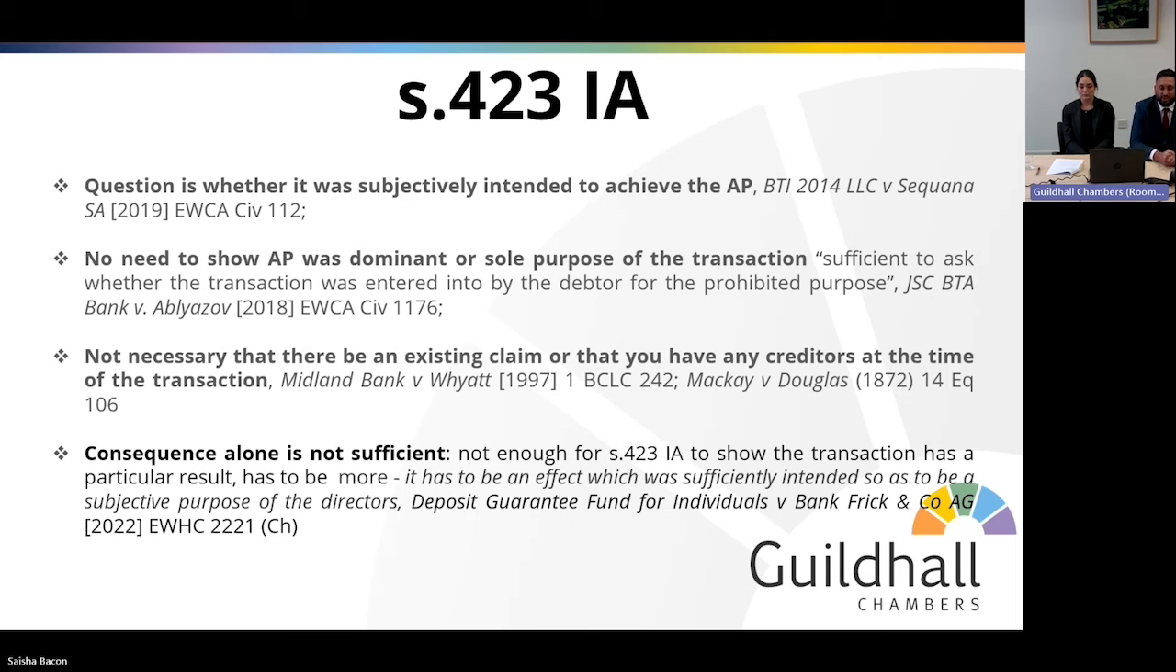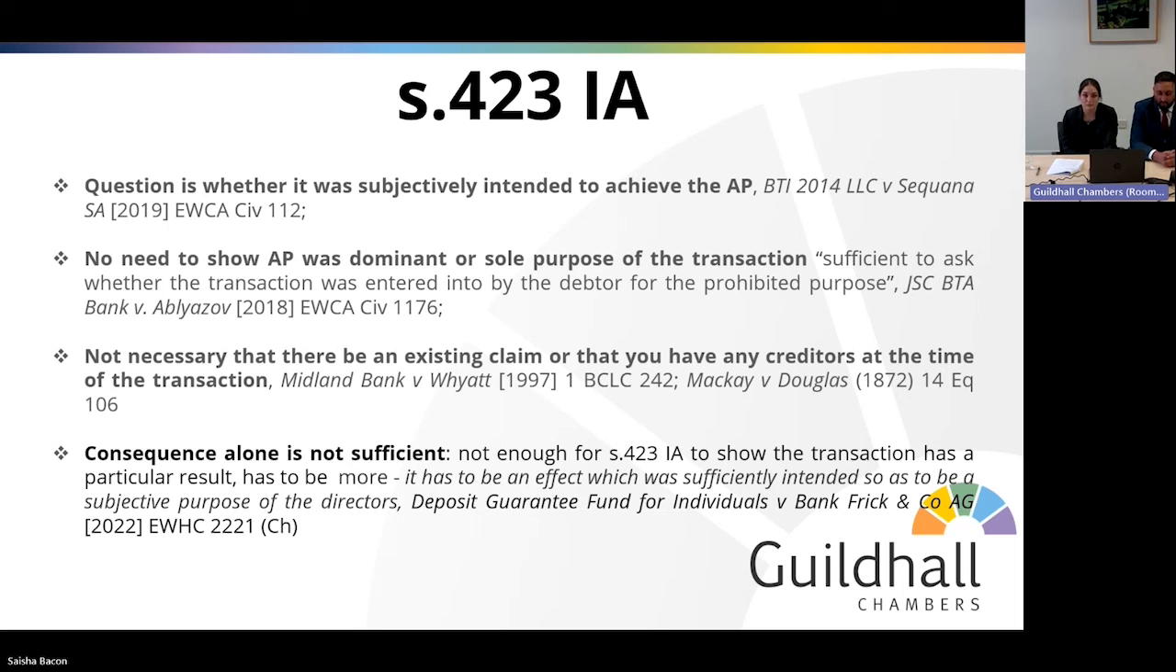What's interesting is that you don't actually have to have any claims against you or any creditors at the time of the transaction. Some of the cases I've referred to here, Midland Bank and Wyatt and Mackay and Douglas, we can describe as some of the older cases where a party entering into a business venture causes a movement of assets in case it all goes wrong. That's still caught by 423. It's equally important to note that a victim, for the purposes of Section 423, doesn't even have to exist or be in the person's contemplation at the time of entering into the transaction. That is why it is possible for a trustee in bankruptcy or a liquidator to count as a victim for the purposes of Section 423.